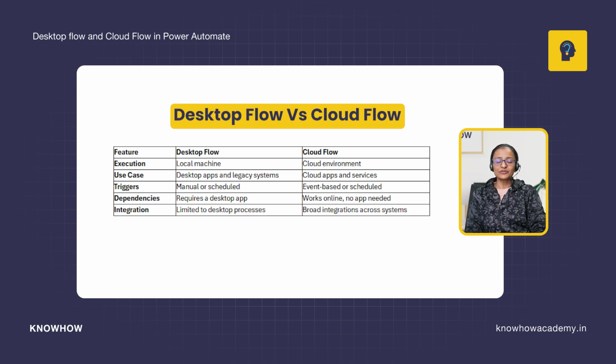Now let me tell you the fifth difference, that is integration. Here, desktop flow is limited to different desktop processes, while cloud flow supports broad integration with different applications or cloud-based software services. So I hope you understand.